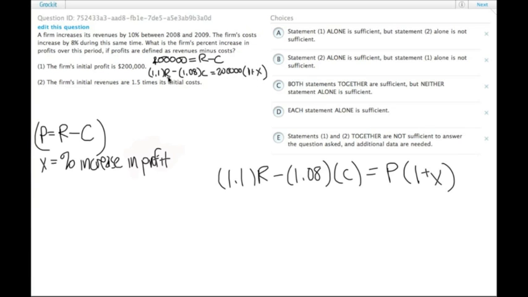However, this is still 3 variables, R, C, and X, and only 2 distinct linear equations, so we aren't going to be able to solve from that. So it's insufficient. We cross off A and D.